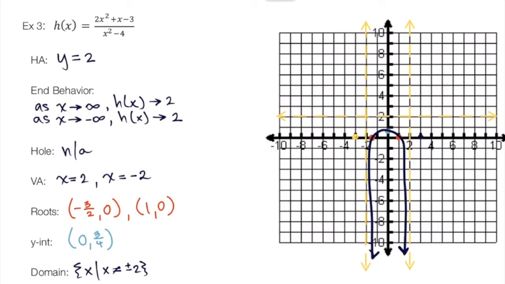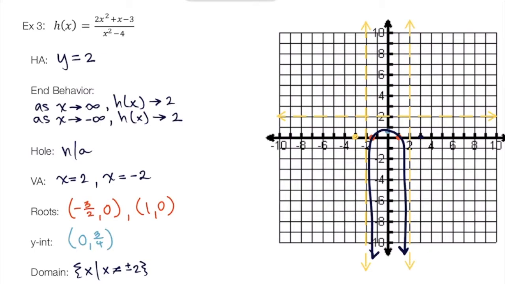Now we have the middle of the graph figured out, but we need to figure out what the left side and the right side of the graph look like. We really only have 2 options. The left side can look like this, or this, because we know that as x approaches infinity or negative infinity, it's going to approach that horizontal asymptote. And then the right side can only look like this or this.